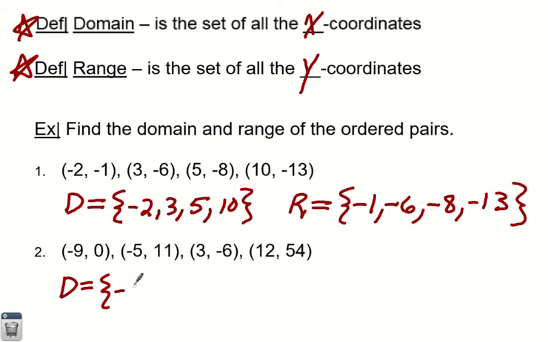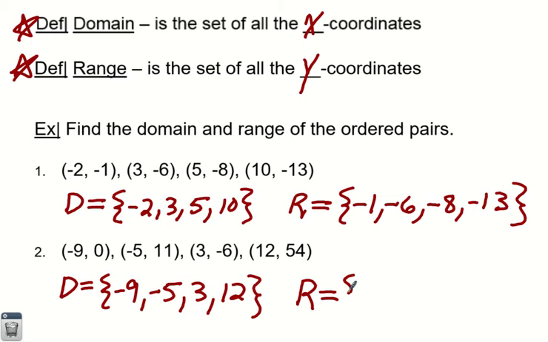And the domain would be -9, -5, 3, and 12. I wonder if there's going to be any repeats. 0, 11. Nope. So I will say this. If there were any repeats, you would not have to list them twice. You shouldn't list it twice or 3 times just because it was repeated. You don't need to do that, and you shouldn't do it.